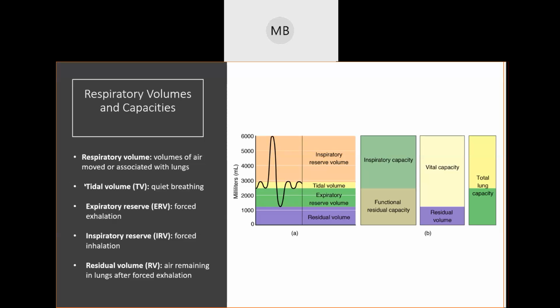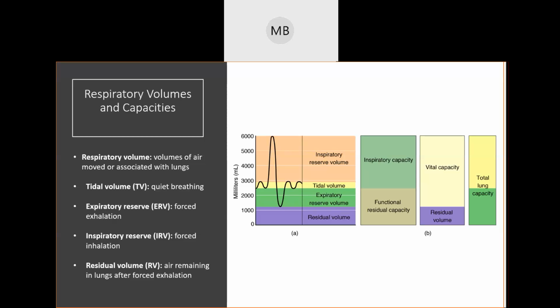So your tidal volume, what we call tidal volume, is just your quiet breathing. That is the amount of air that's inhaled or exhaled under resting conditions. So you don't think about it normally when you're vegging out on your couch watching Netflix and whatnot. Your tidal volume is just the amount of air you are breathing in and breathing out while watching Netflix, right? That is your tidal volume.